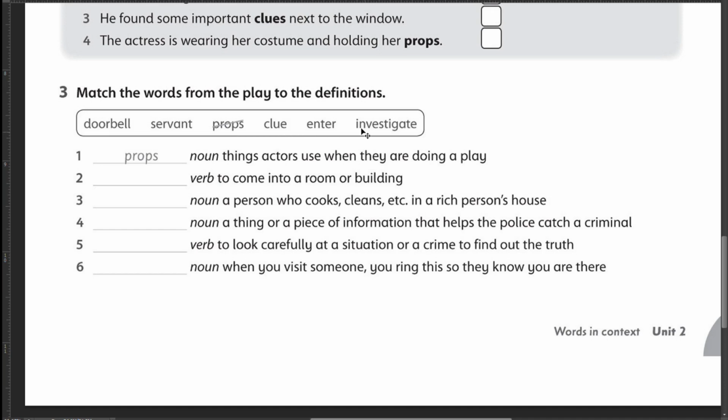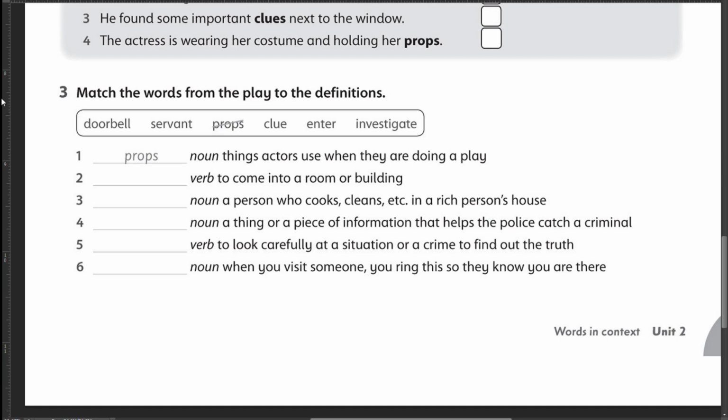So we have these vocabularies as we go along and learn our lesson for this unit. So let's go ahead and read them again. We have doorbell, servant, props, clue, enter, and investigate. Number 1. It is a noun, things actors use when they are doing a play. So we have props. Alright, very good. Next, we have a verb, to come into a room or building.